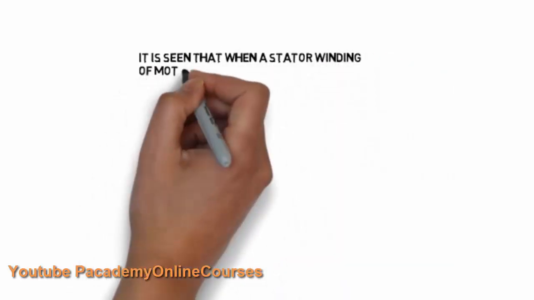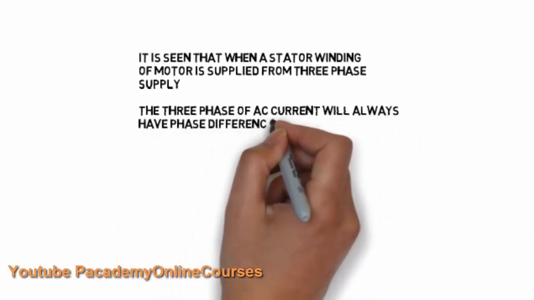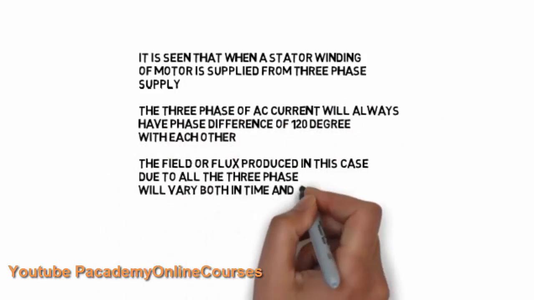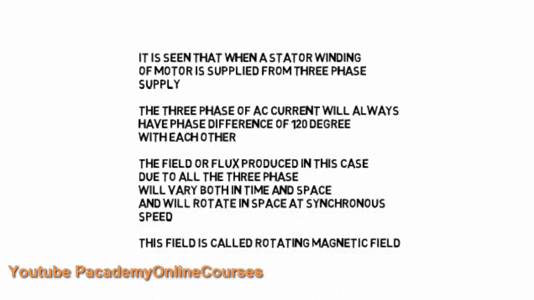It is seen that when the stator winding of a motor is supplied from a three-phase AC supply, the three phases of the AC current will always have a phase difference of 120 degrees with each other. The field or flux produced due to all three phases will vary both in time and space and will rotate in space at synchronous speed. The field is called the rotating magnetic field.